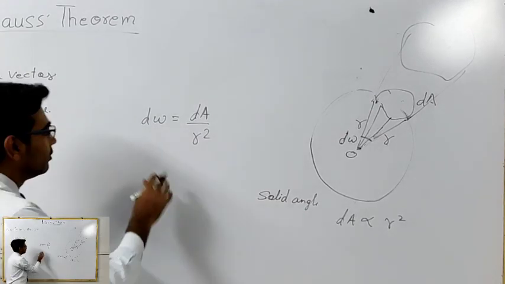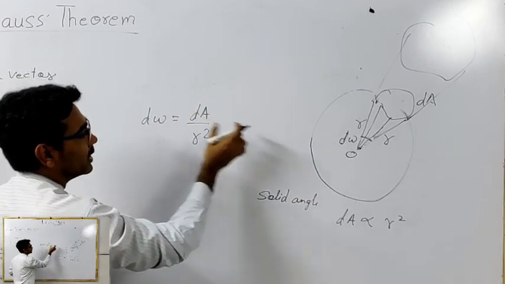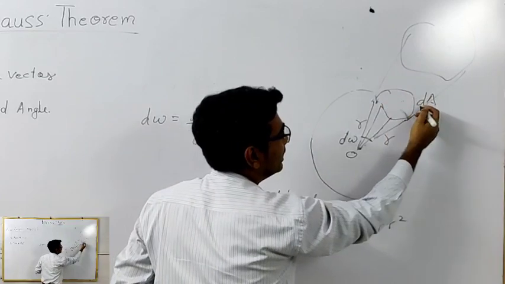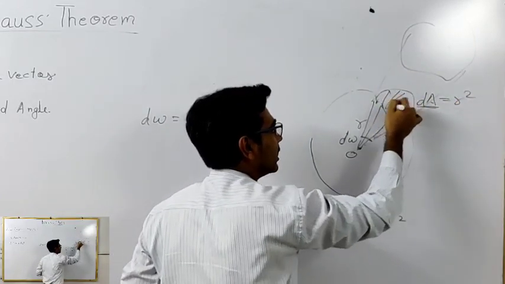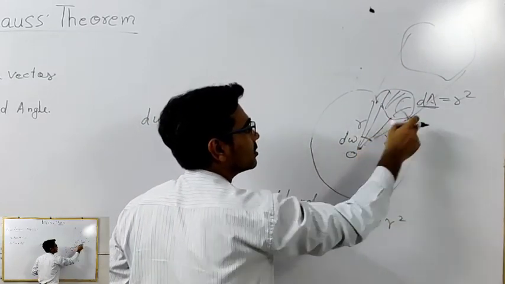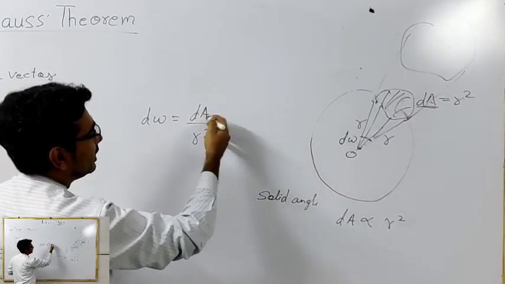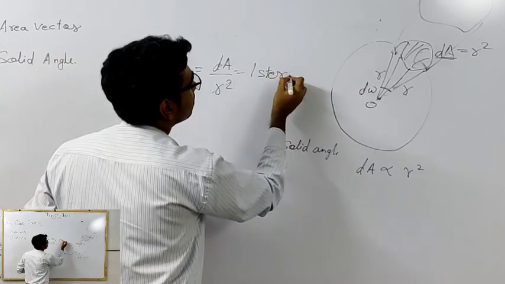What will we take as the unit? How will we define this omega? If you select this area such that dA is equal to R square, so the magnitude of this area is equal to the radius square, then dA upon R square is called 1 steradian.